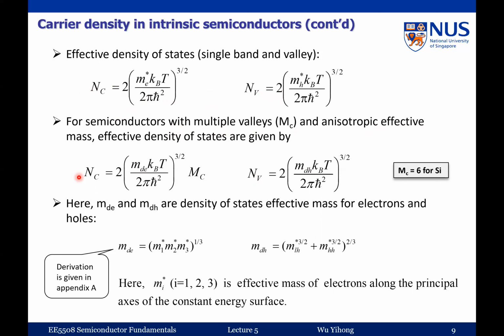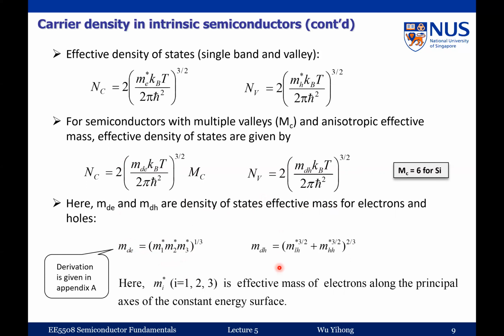So for NC, you can see what's the difference. Since you have multiple valleys, that's why you put MC here, right? And since your mass is anisotropic, that's why you use this density of states effective mass, which we derived last week. In the last lecture, it is the density of state effective mass. That basically is given by this one because the mass is different in x, y, z directions. But in general, if you rotate the axes, as we explained in the last lecture, the last two can be the same, but the first one different. But anyway, this is how you can calculate the density of state effective mass for electrons.